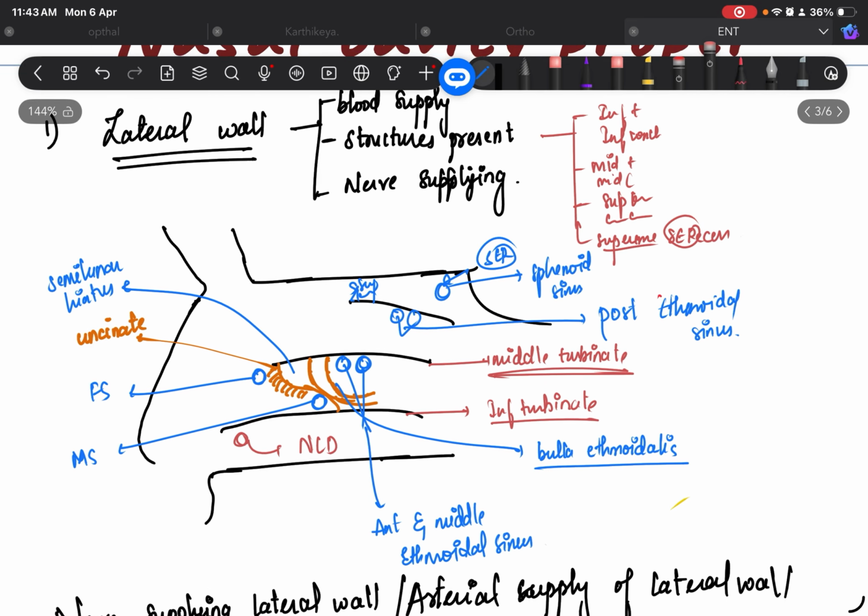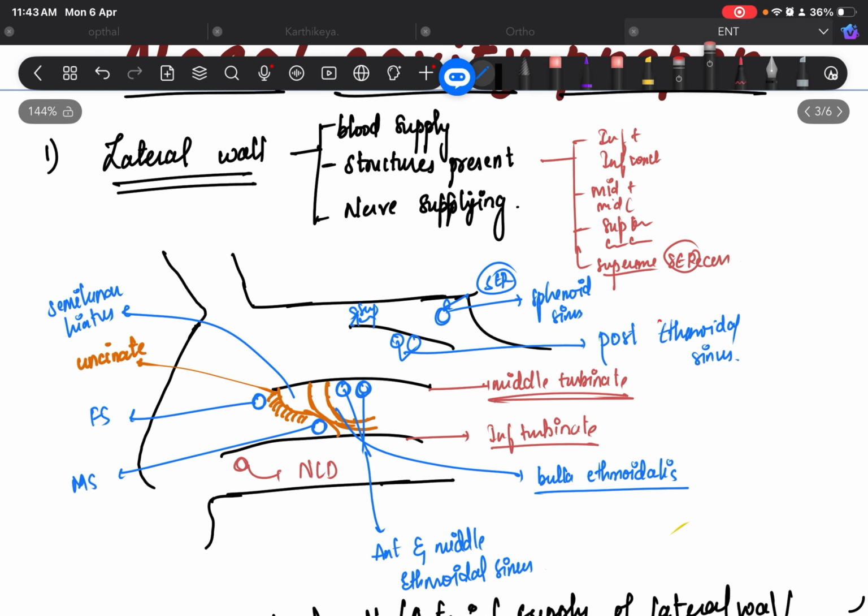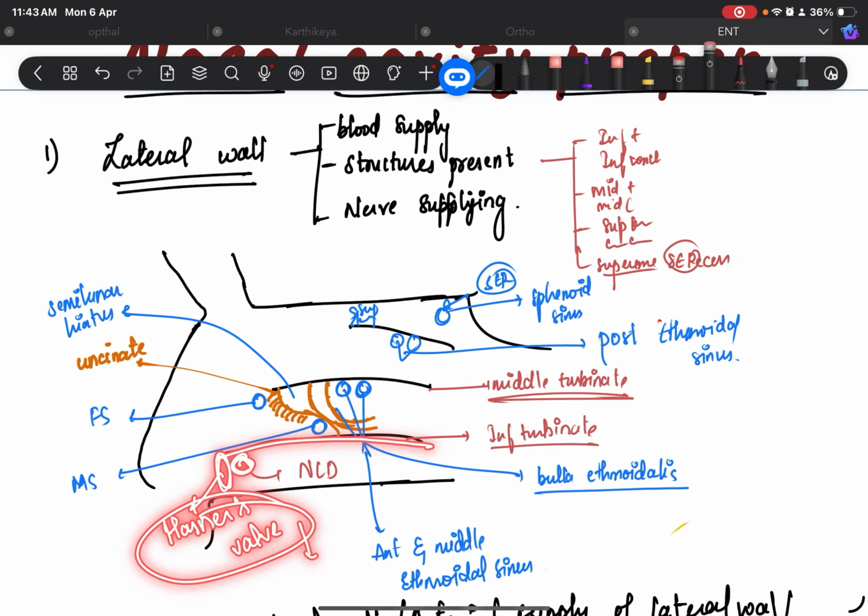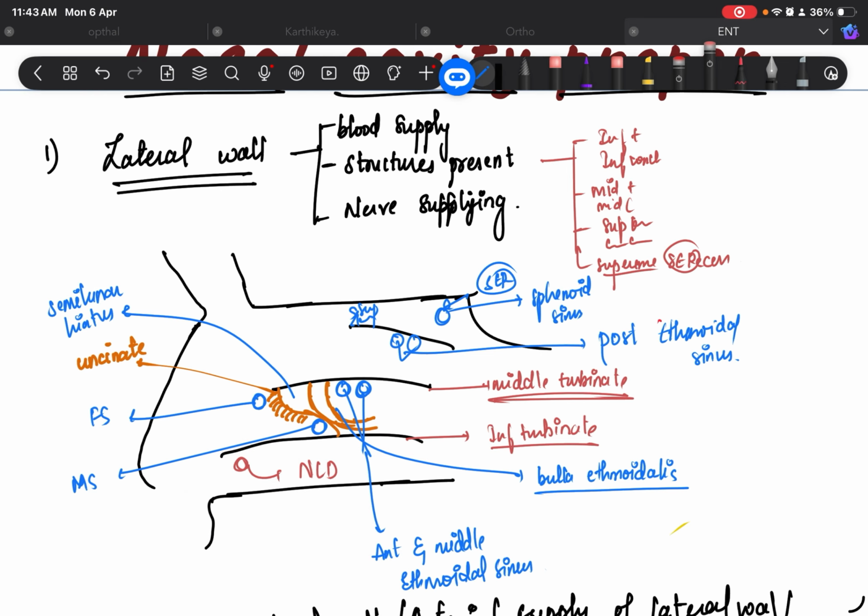Now coming to the structures present in each of the turbinates. In the inferior meatus, there is the nasolacrimal duct, which is guarded by Hasner's valve, present at the terminal part of the inferior meatus. This is the meatus part, and this is the turbinate part.